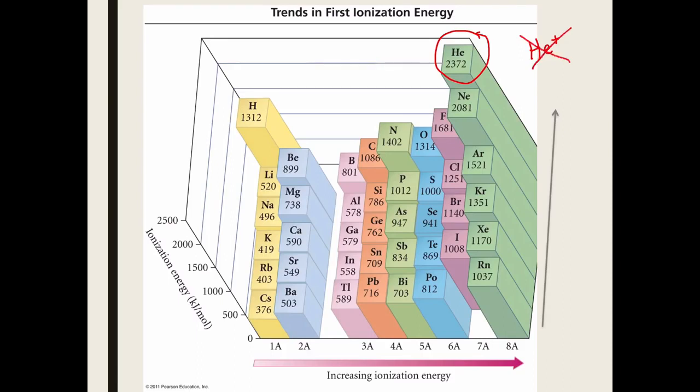And that's true for most of the noble gases. This is why they don't really participate in bonding: they have extremely high ionization energies. There's no one that's going to take off one of their electrons. They're going to hang on to them for dear life.